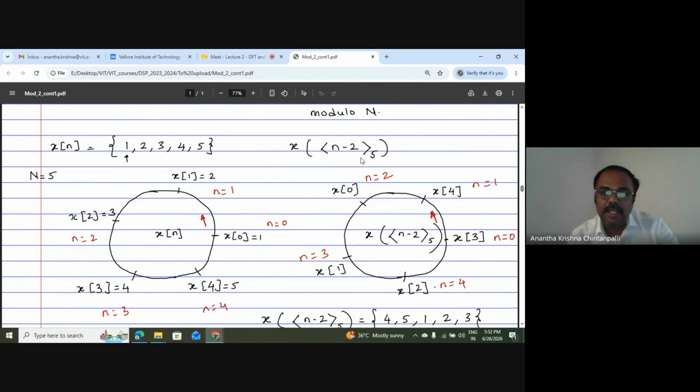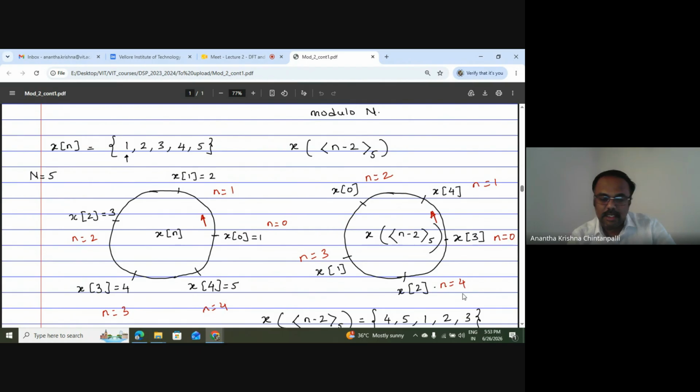So x of n minus 2 modulo 5 in this case would be, what you are doing is that as if you have a knob here, the index value would remain the same. You take the knob anti-clockwise two times, 1 and 2. If you move it, then x of 3 will come at n is equal to 0, then x of 4 will come at n is equal to 1, x of 0 will come at n is equal to 2, x of 1 will come at n is equal to 3, and x of 2 will come at n is equal to 4.